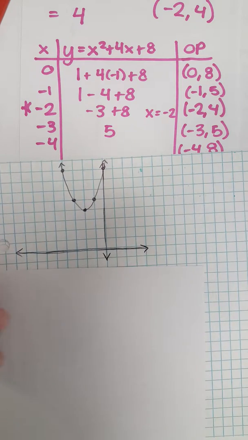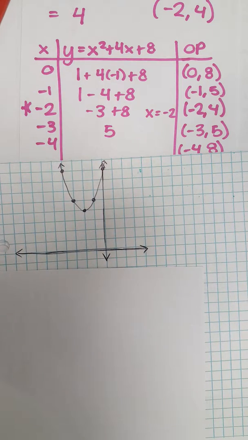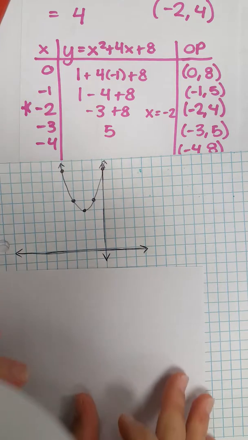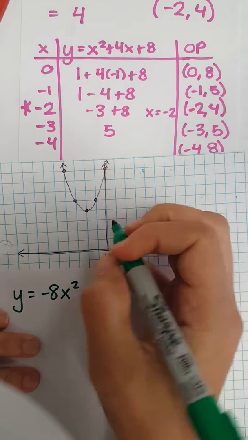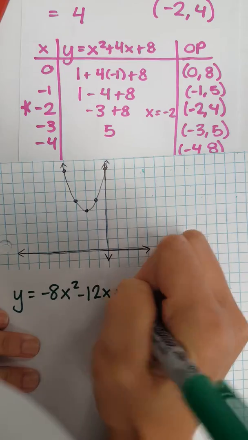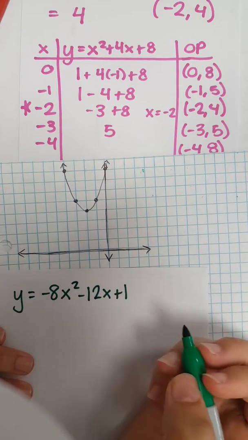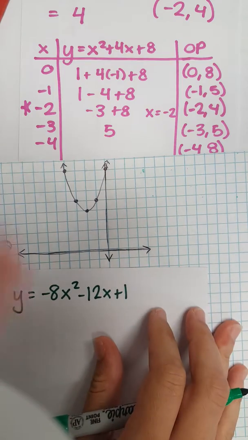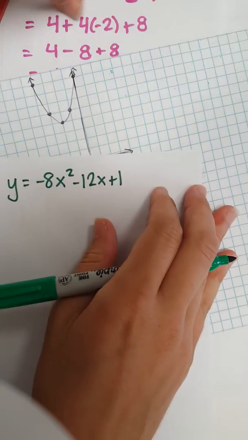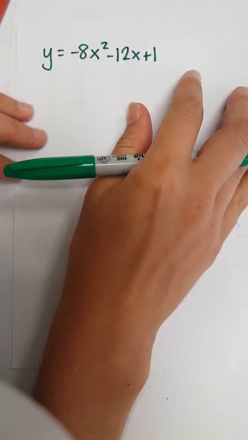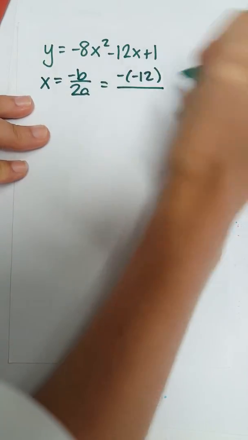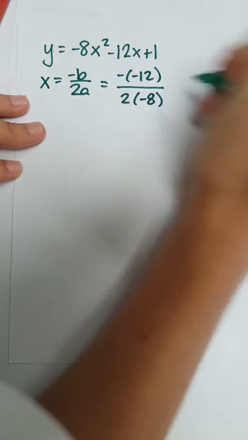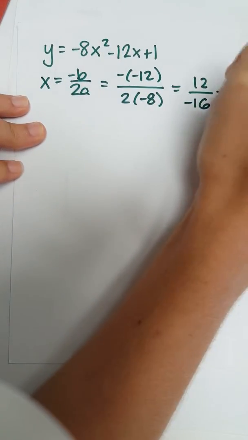So for the next one, let's use a different color, maybe some green this time. Y equals negative 8x squared minus 12x plus 1. So find the vertex first, right? I'm assuming everyone's done this, so we're going to move it off. Find the vertex first. So x value of the vertex, negative b over 2a. So negative 12 is going to be positive 12 over 2 times negative 8. 12 over negative 16.